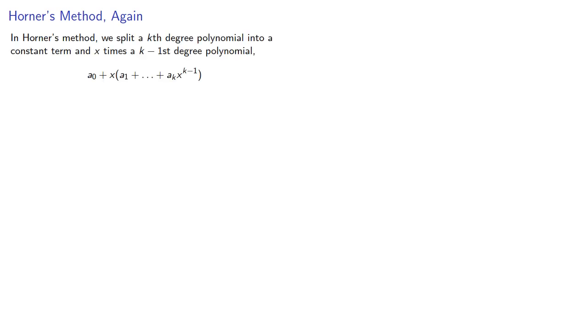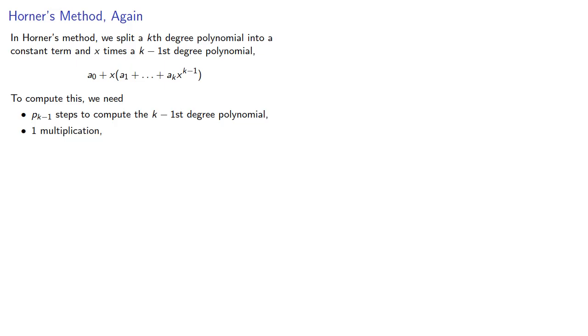In Horner's method, we split a kth degree polynomial into a constant term and x times a k minus first degree polynomial. To compute this, we'd need some number of steps to compute the k minus first degree polynomial, one multiplication, and one addition. So computing a polynomial of degree k requires P_{k-1} plus 2 steps.